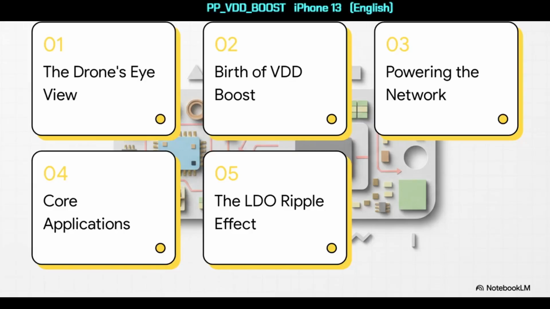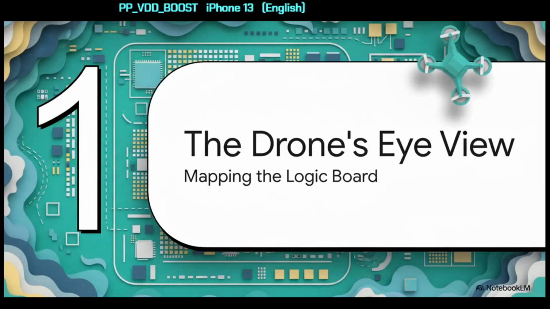Here's our flight plan for mapping out this complex logic board landscape today. We're going to start with the drone's eye view, then check out the birth of VDD_BOOST, see how it's powering the network, explore the core phone applications, and finally, look at the LDO ripple effect. All right, Section 1, the drone's eye view.